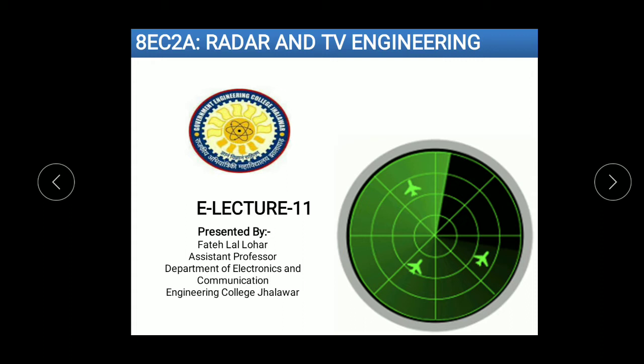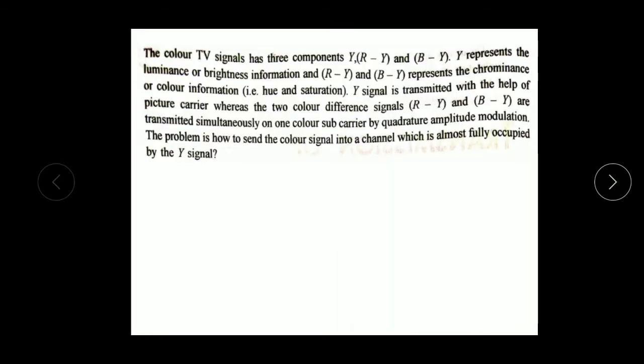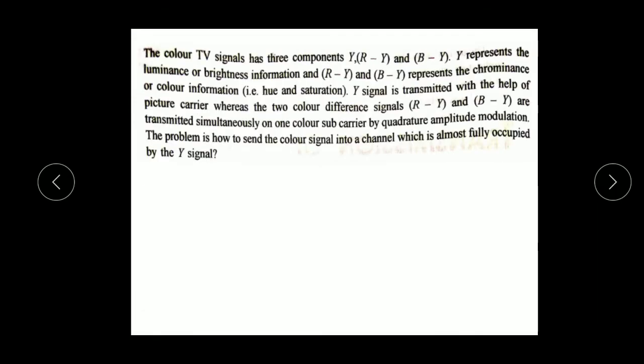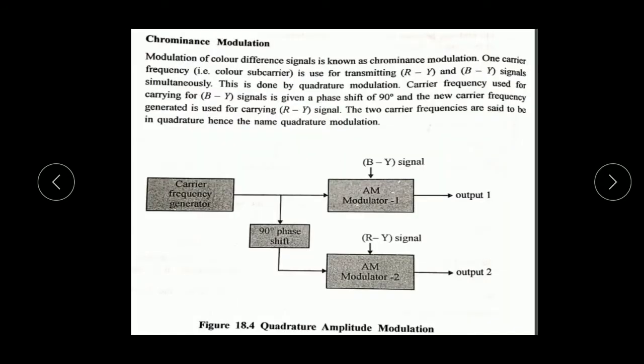In this lecture, we are going to discuss chrominance modulation. In the last lecture, we discussed chrominance signals, how to generate the chrominance signals from the RGB colors. We discussed the generation of the chrominance signals R minus Y and B minus Y. So in this section we will discuss chrominance modulation.